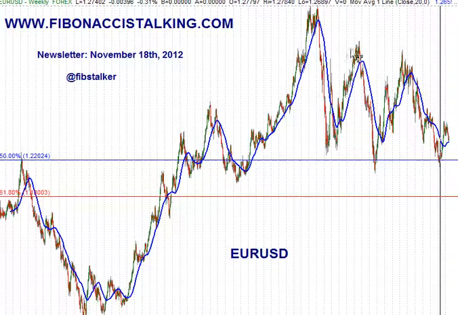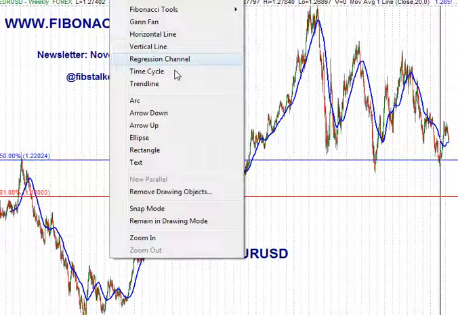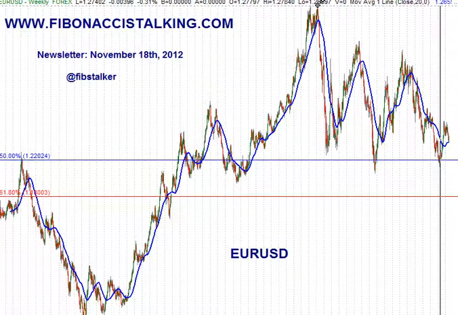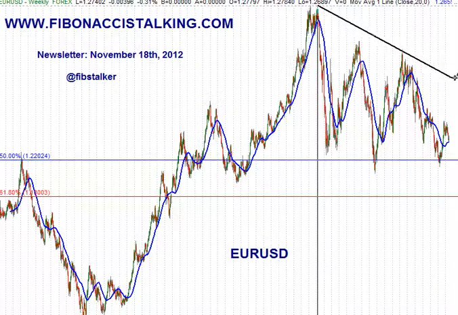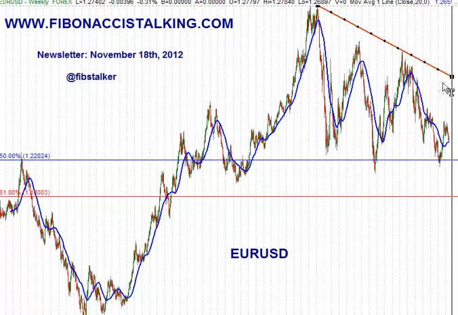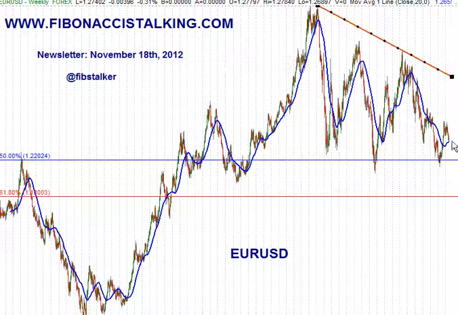The euro is moving in this descending triangle, if you wish. We will see where this setup is going to bring price. It could bring price to this trend line here. Every time price tested this level, there was a move higher, so this is a very significant level.